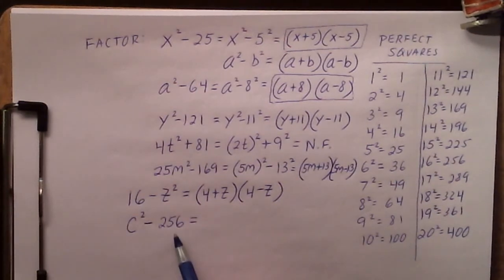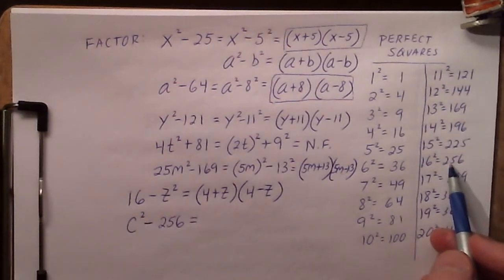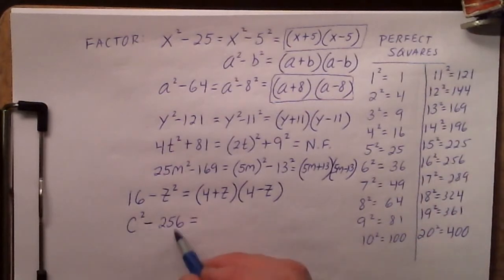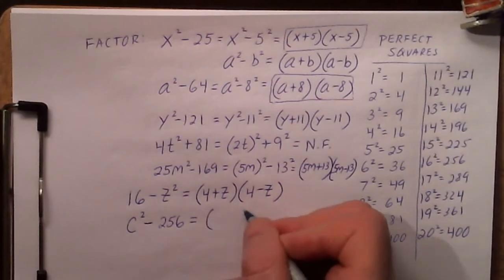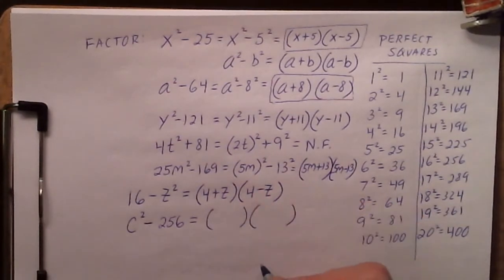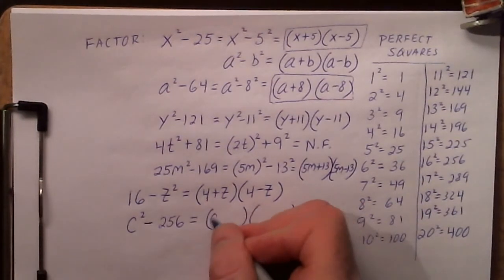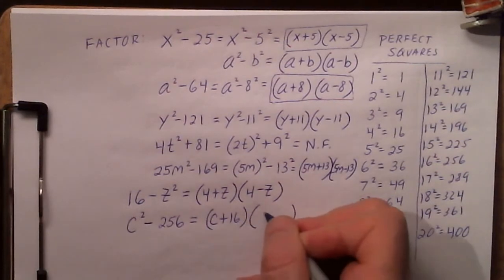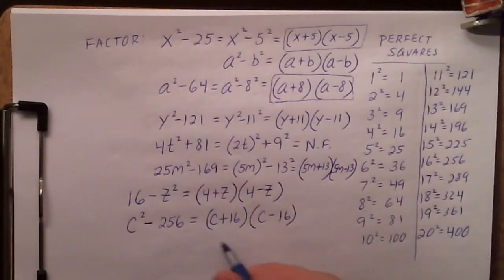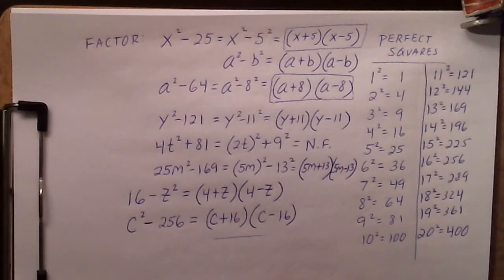Factoring c squared minus 256. 256 is in our list over here. It definitely is a perfect square of 16. So c squared minus 256 is indeed the difference between two squares. So, being the case, it will factor into the product of two conjugate binomials, namely c plus 16 times c minus 16. And we're done with factoring that difference of squares.